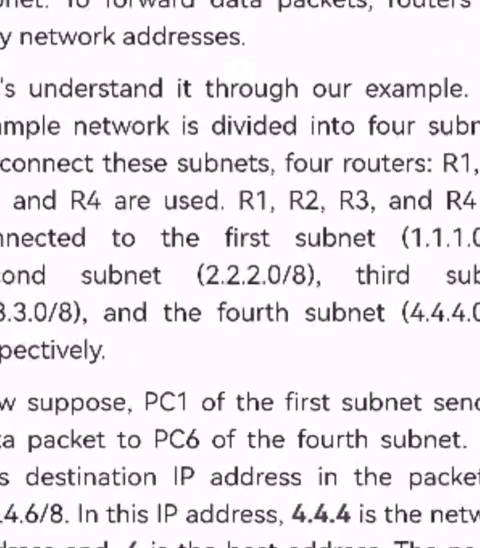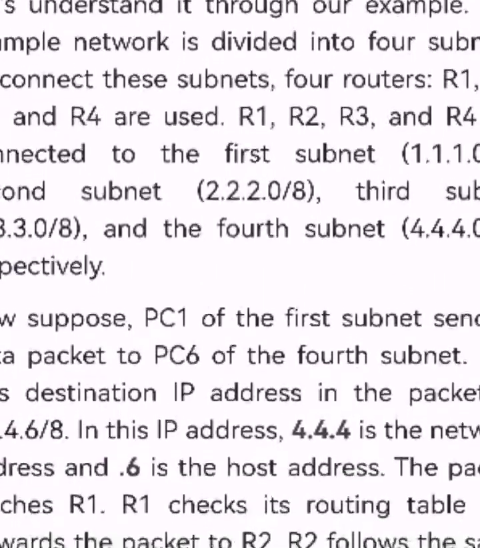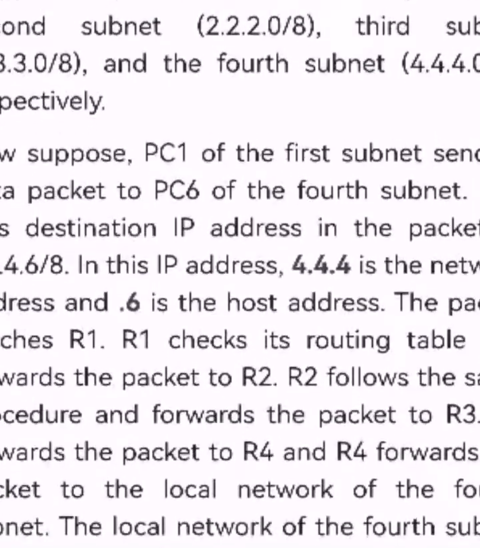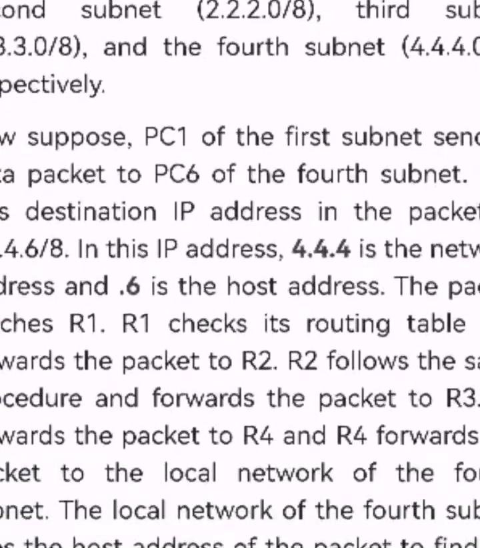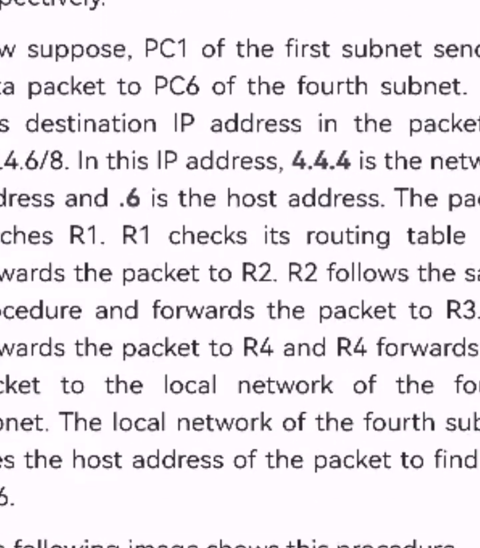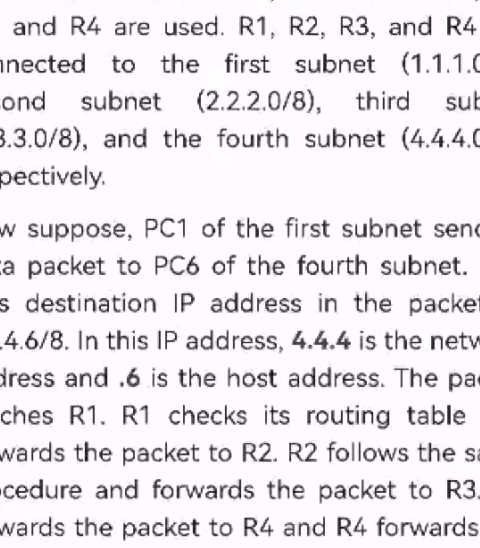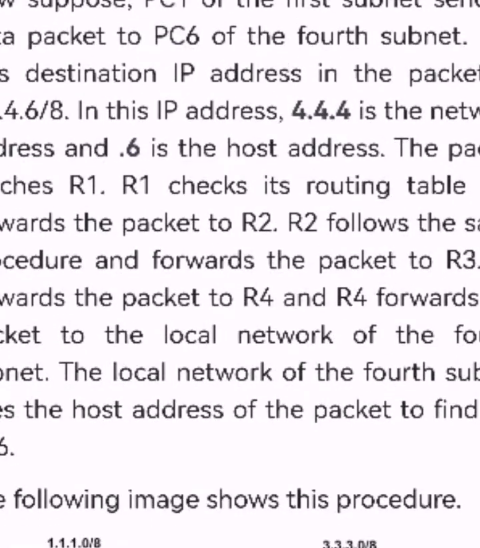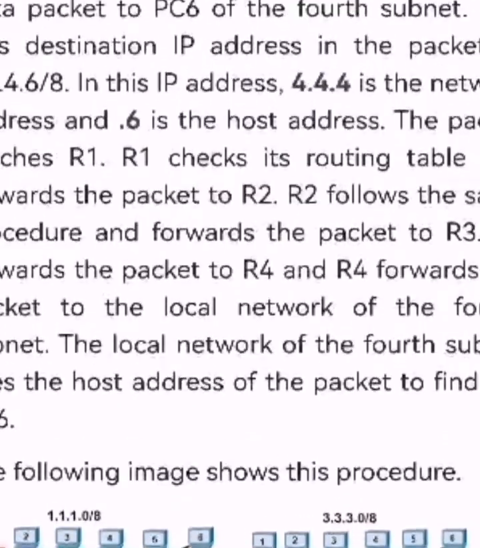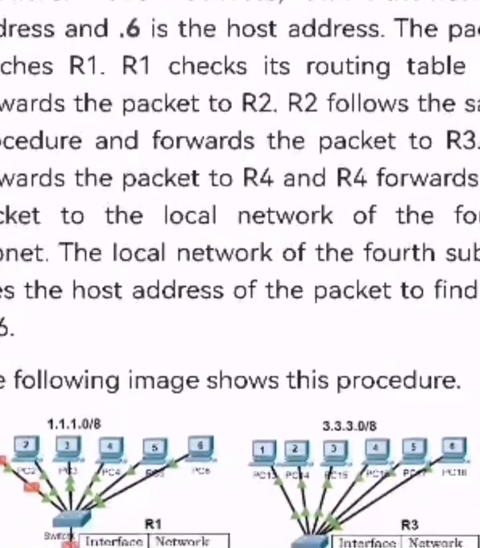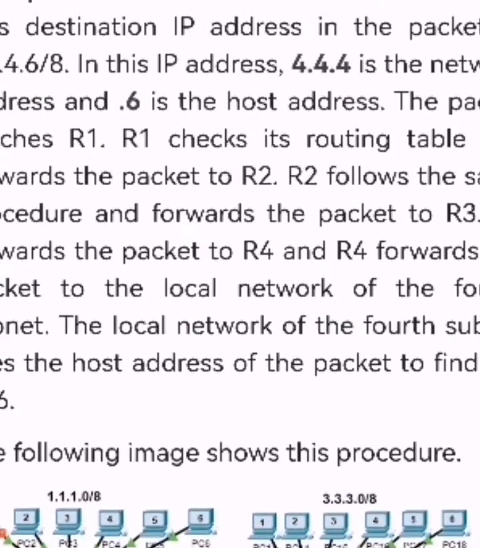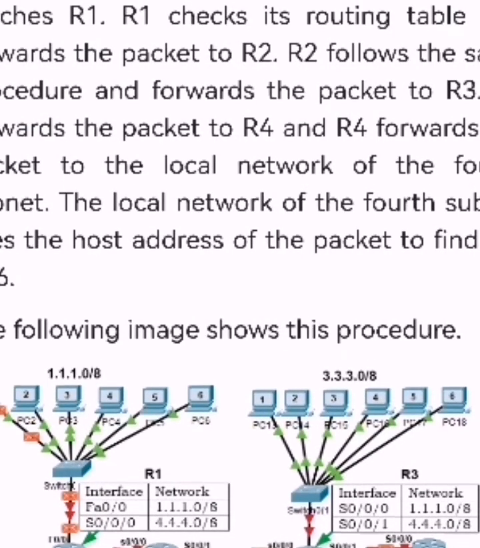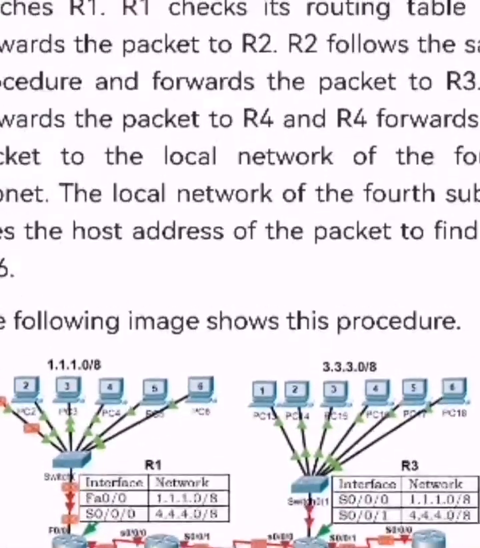Let's understand it. Suppose our example network is divided into 4 subnets. To connect these subnets, 4 routers R1, R2, R3 and R4 are used. R1, R2, R3 and R4 are connected to the first subnet, second subnet, third subnet and the fourth subnet respectively. Now suppose PC1 of the first subnet sends a data packet to PC6 of the fourth subnet. PC1 sets the destination IP address in the packet to 4.4.4.6/8, and in this IP address 4.4.4 is the network address and 6 is the host address.